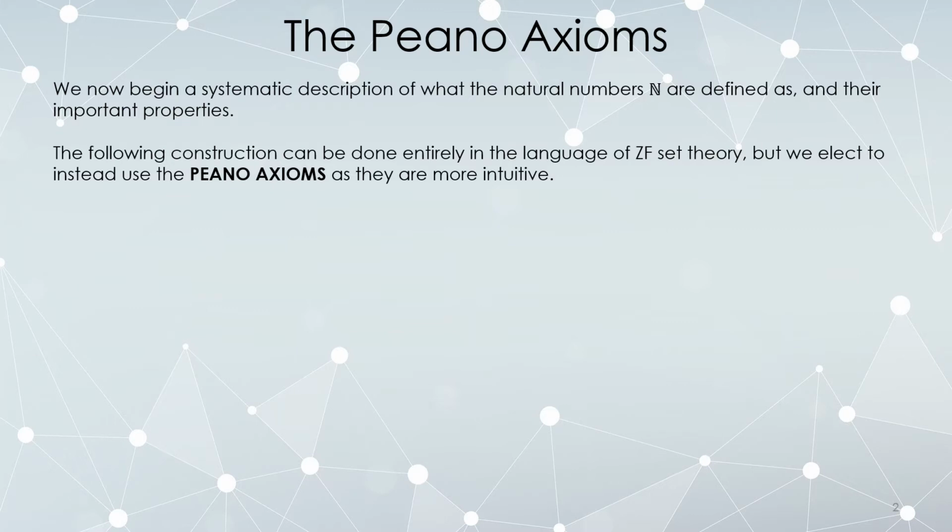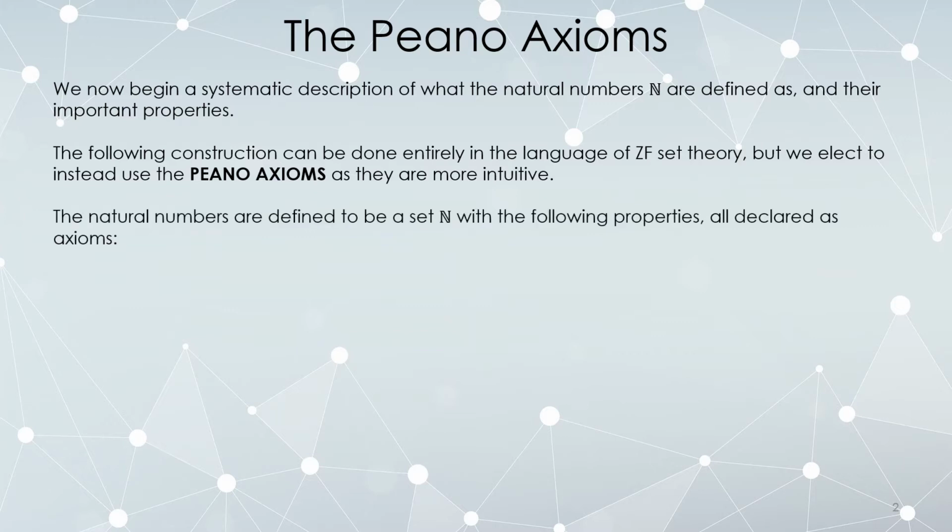They're a bit more intuitive and easier to work with, although I do wish to caution you, don't rely too much on intuition or existing knowledge about how numbers operate. We are trying to develop them axiomatically and formally proving as much as we can. The natural numbers are defined to be a set. We represent this set with this capital N with a double bar. And this set has the following properties, all of which we have to declare as axioms.